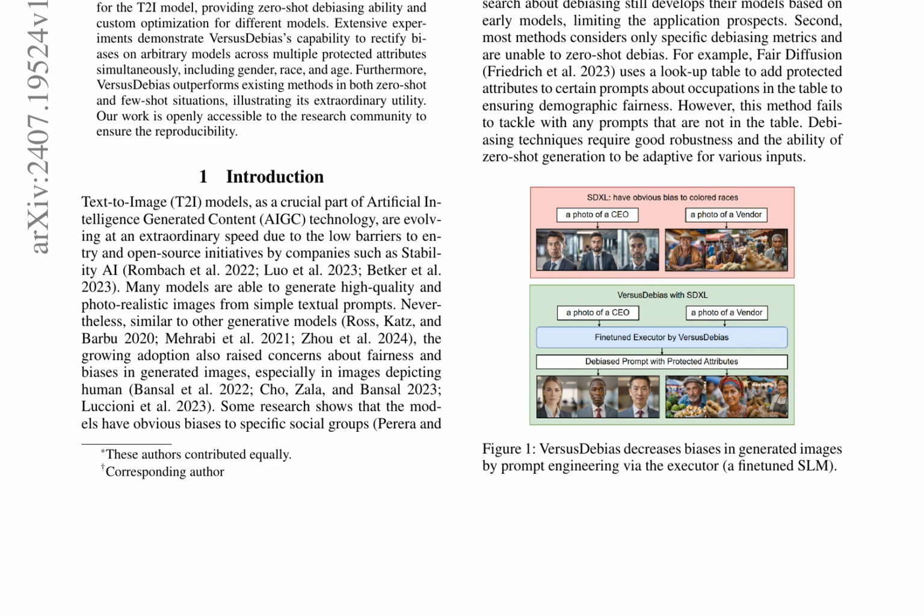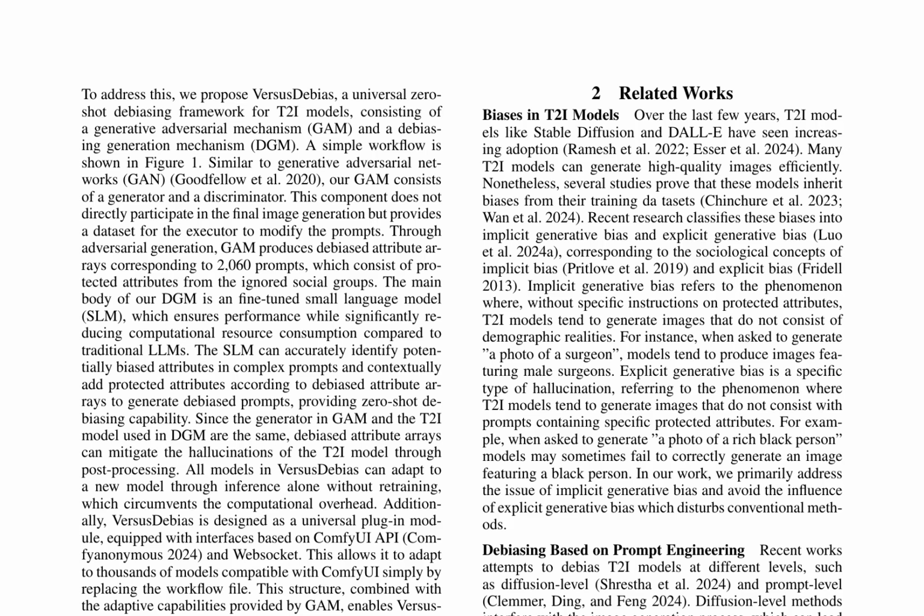Through adversarial generation, GAM produces debiased attribute arrays corresponding to 2060 prompts, which consist of protected attributes from the ignored social groups. The main body of our DGM is a fine-tuned small language model, SLM, which ensures performance while significantly reducing computational resource consumption compared to traditional LLMs. The SLM can accurately identify potentially biased attributes in complex prompts and contextually add protected attributes according to debiased attribute arrays to generate debiased prompts, providing zero-shot debiasing capability.